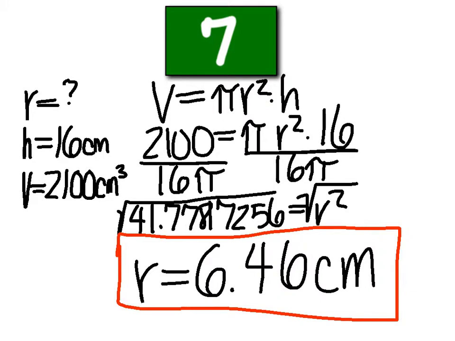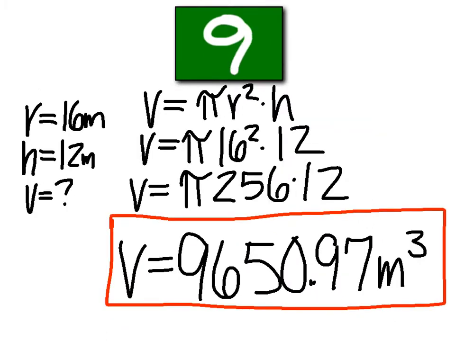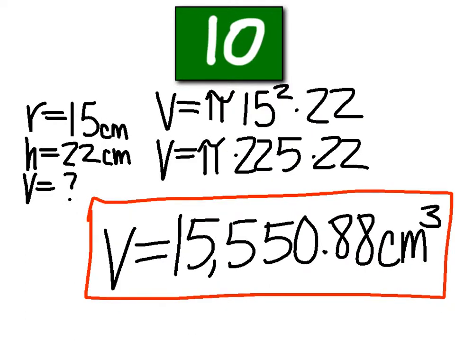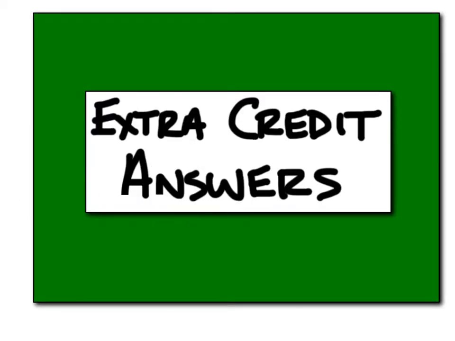Okay, number 7 is 6.46 centimeters. Number 8 is 2.39 inches. And number 9 is 9,650.97 meters cubed. And number 10 is 15,550.88 centimeters cubed. Okay, any questions on the homework?